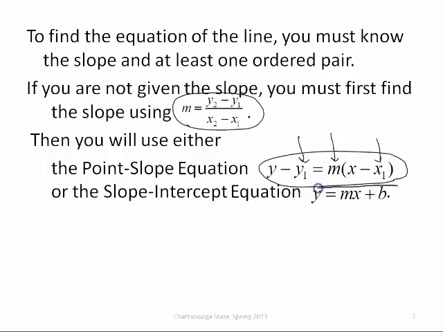Or we can use y equals mx plus b. If you already know this formula, it keeps you from having to memorize another formula. You put the slope in for m, the x-coordinate in for x, and the y-coordinate in for y, and you find the value of b. Then you just go and write your equation, putting your m in and putting your b in.